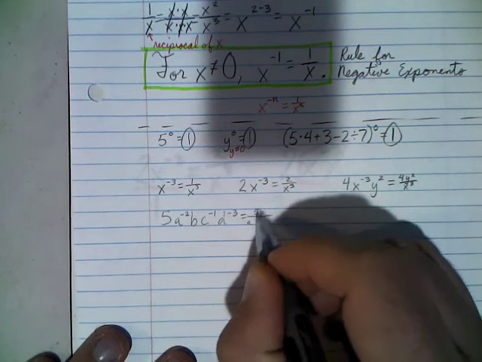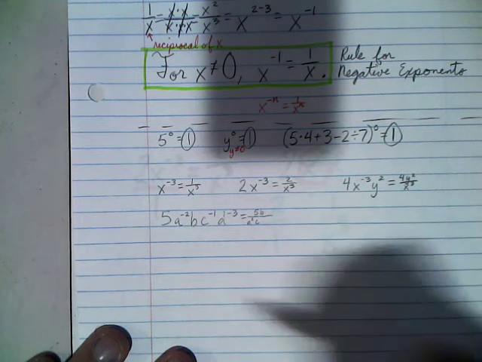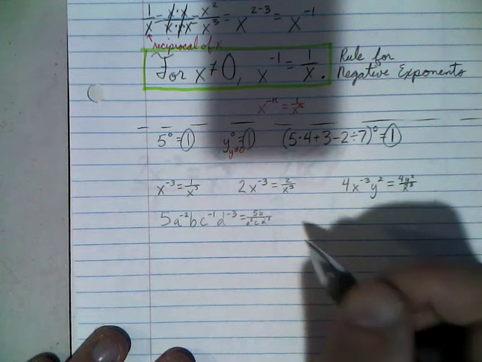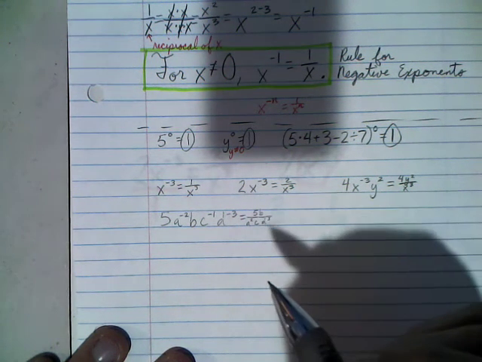So now this will be 5b over a squared. C to the first would just be c, and then d cubed. So 5b over a squared c d cubed.